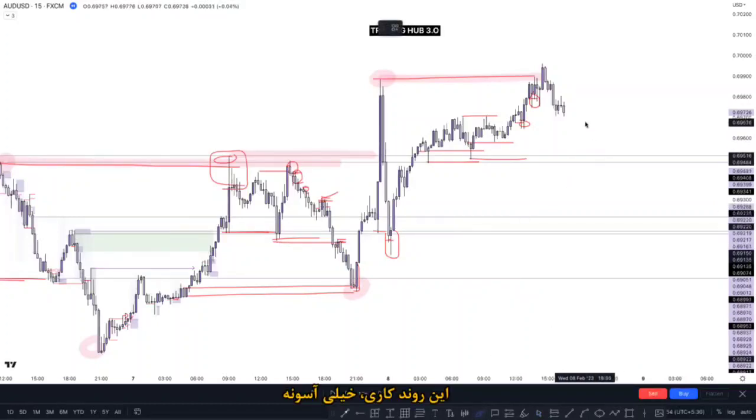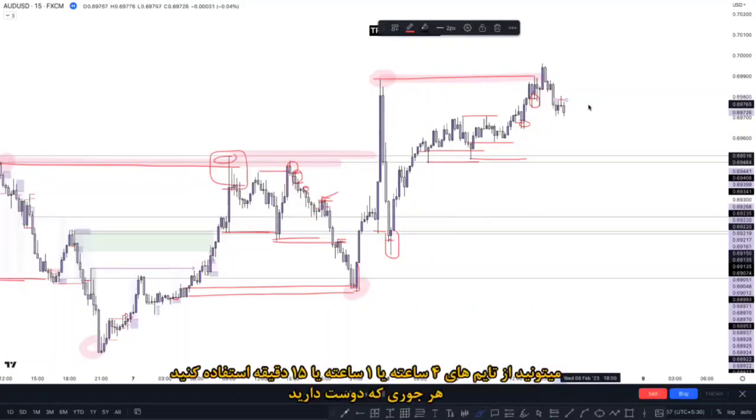This is a very simple process. You can simply apply it in a 4-hour time frame and 15-minute time frame, 1 hour, as you like. This is simple.